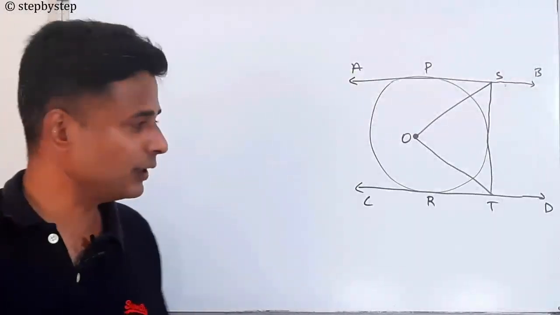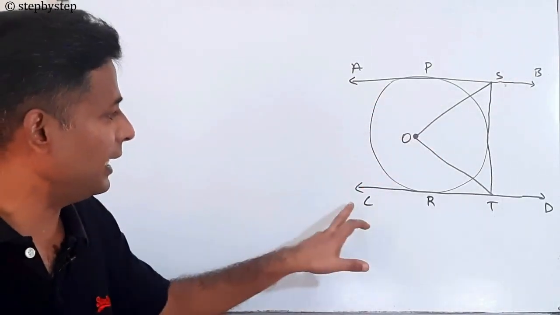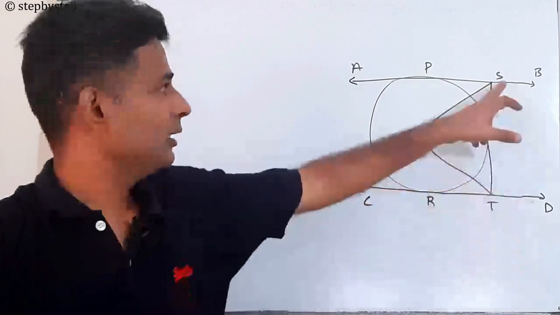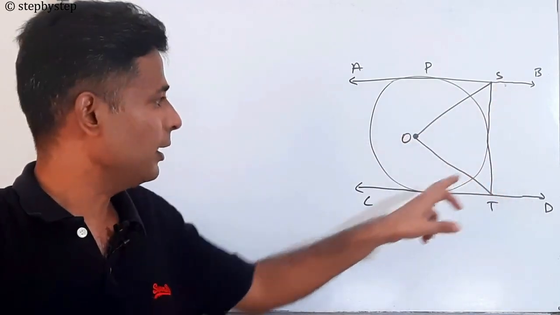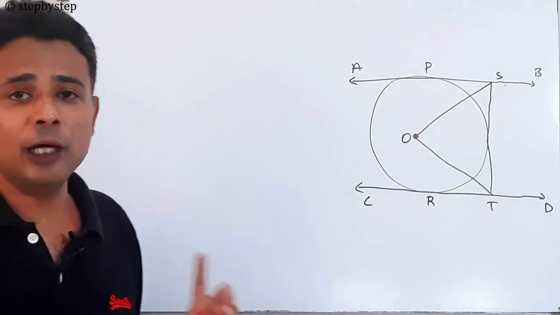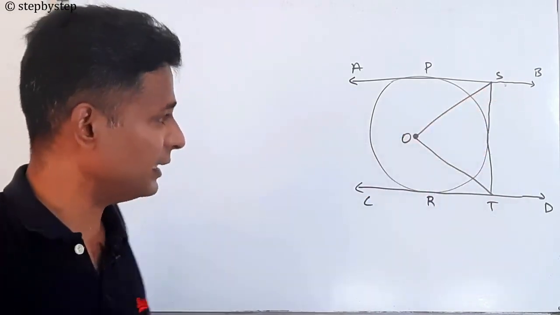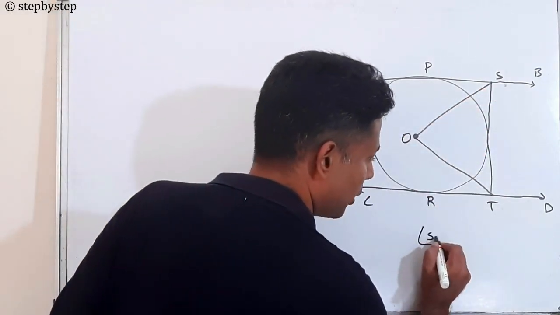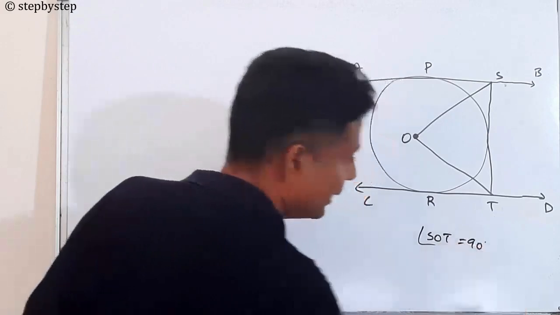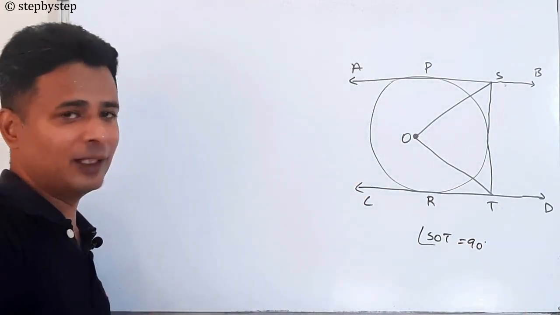Alright guys, now the next question, they have given you this figure. They have said AB and CD are parallel tangents. They also said ST is the tangent and they said O is center. You have to prove angle SOT is 90 degrees. It's similar to a problem that you have solved in the previous test.